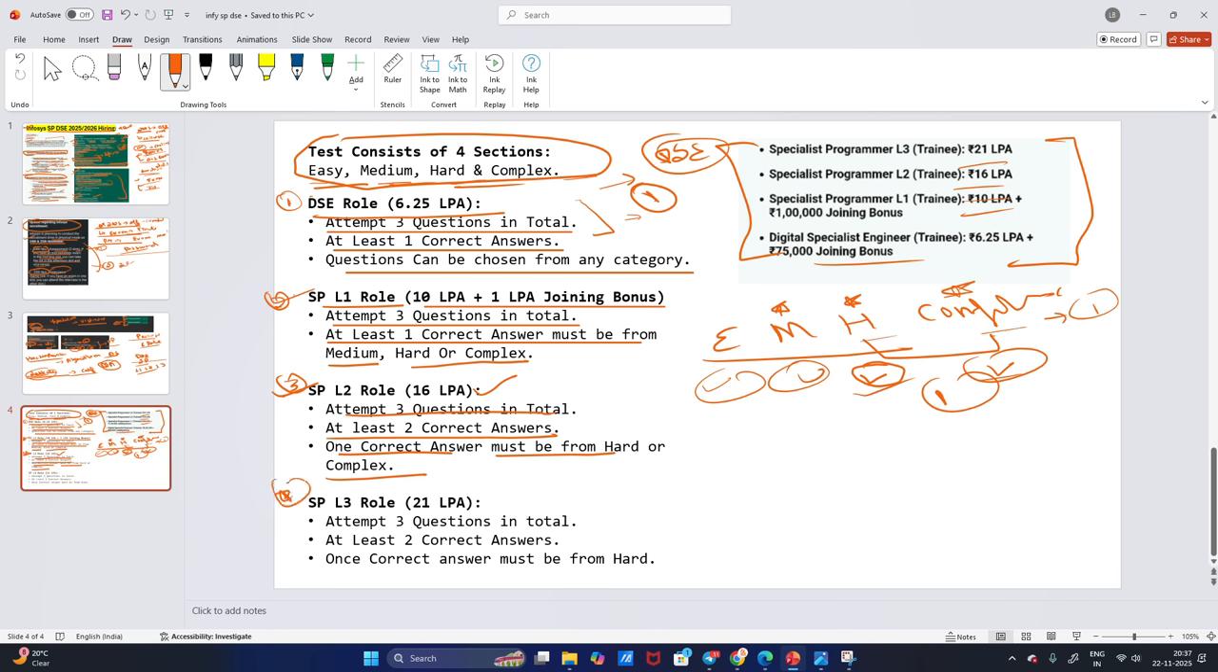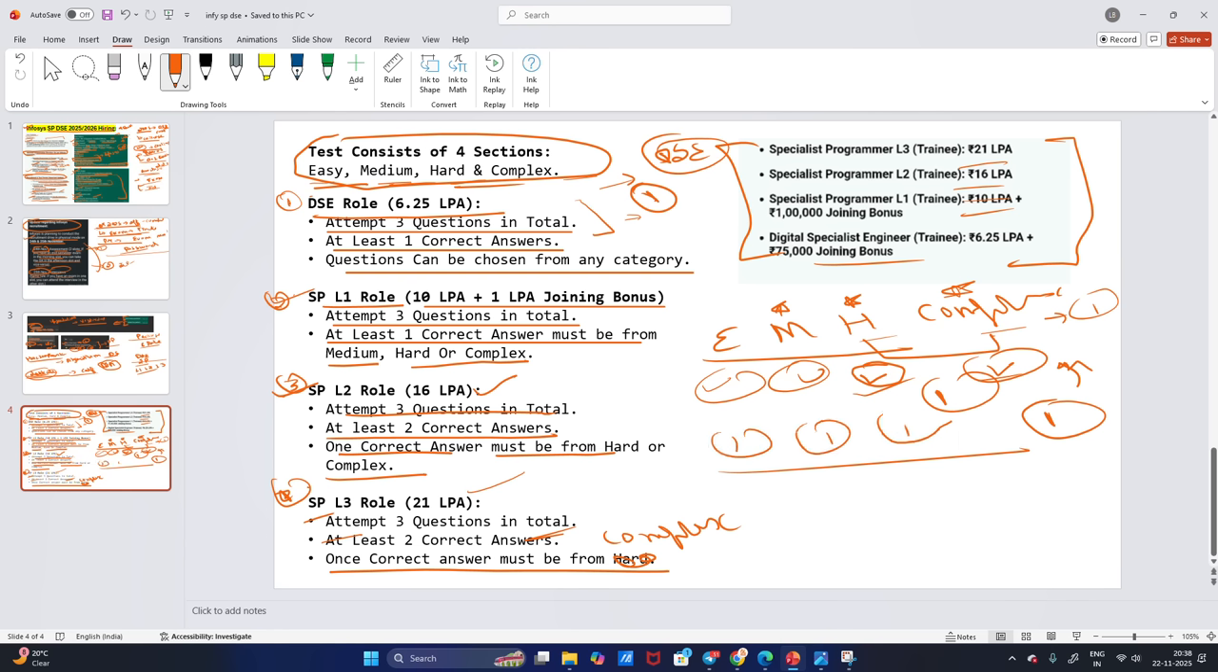And SP level 3 role is 21 LPA. Attempt 3 questions, at least 2 correct answers. One correct answer must be from hard, most probably. No, not from hard. I think one correct answer must be from complex. Okay, most probably one is basically from complex. Otherwise, one is basically from easy, medium, hard. Or either they will say one is from complex, one is from any of them, and then a cutoff will be there. Cutoff will totally depend on how many questions you solve in the examination.